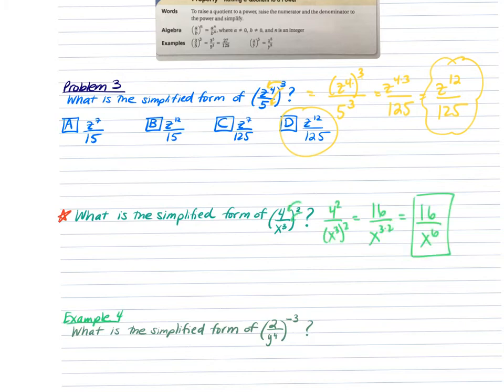And hopefully you got 16 over x to the 6th, right? Because the 4 gets squared, so that's 16 on top, and then the x cubed gets squared. So power of a power, 3 times 2 is 6.